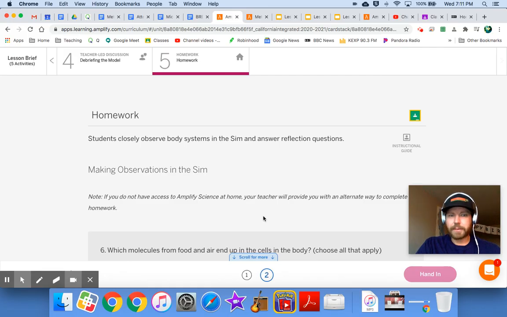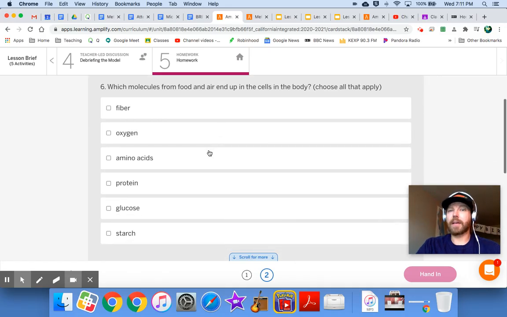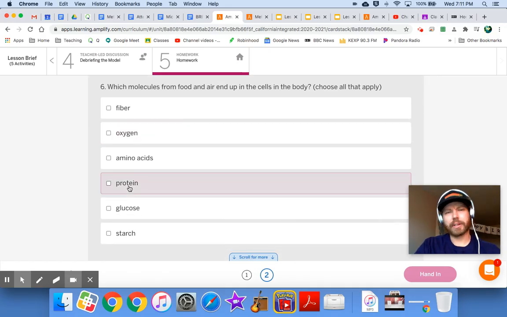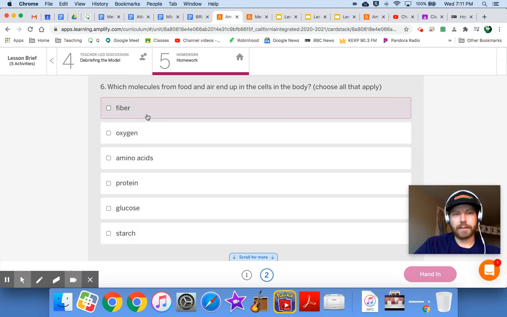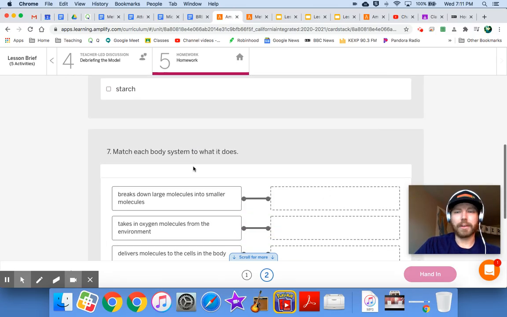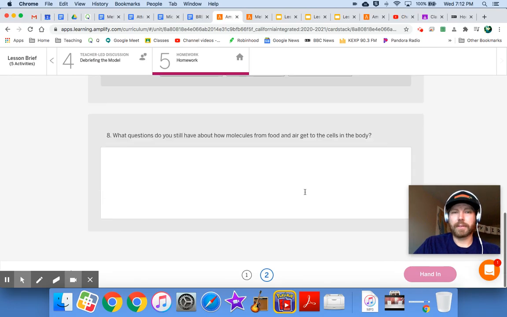Don't forget about this number 2 here. Which molecules from food and air end up in the cells in the body? Now, pay close attention. Which of these actually end up in the cells? You might choose more than one. And then match each body system to what it does. We have circulatory, digestive, and respiratory as our options. You will move them next to the description for whichever one you think is right.